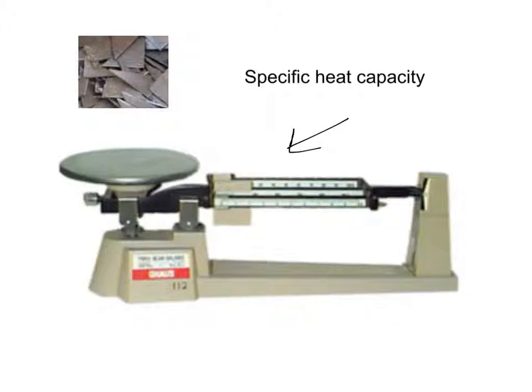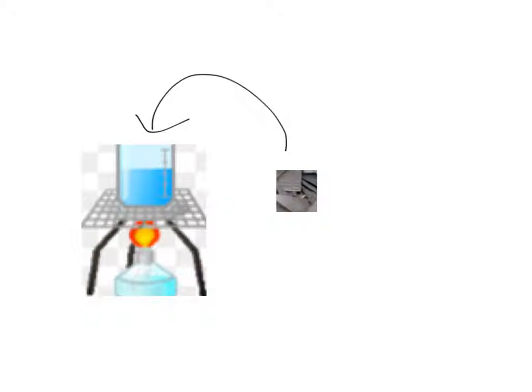Now, the next step is to heat up those strips of metal. So what you want to do is get about 100 milliliters of water in a beaker from the tap. And then you're going to add your strips. And then you're going to heat the whole thing to boiling.